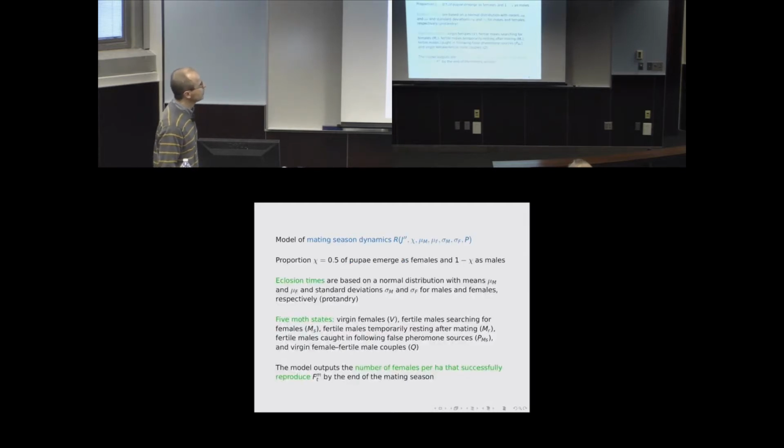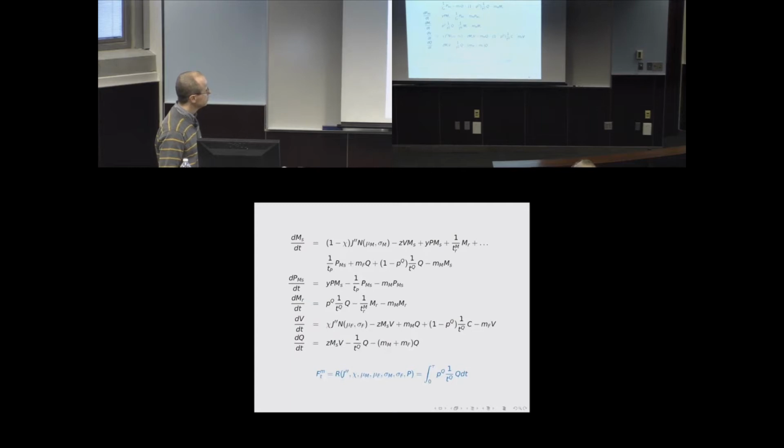Here we have a model for mating season dynamics. Conceptually, there is a 1-to-1 sex ratio, and eclosion times are based on normal distributions with some means and variances, and there is protandry in the system, so that the males appear before the females. So the important thing is how large the overlap between these two is. And we distinguish 5 states: virgin females, fertile males searching for females, fertile males resting after mating, fertile males that are caught following pheromone sources, and finally couples of males and females. So this is the system.